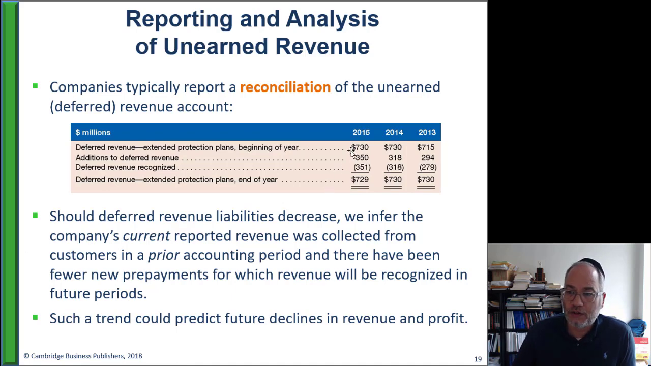And you can see here what's called a deferred revenue roll forward. Deferred revenue is a liability. And here you can see it's going up when the company records more deferred revenue. In other words, it collects money from customers in advance, and it goes down as it recognizes revenue. And so this would explain why the deferred revenue account liability would change during the year.